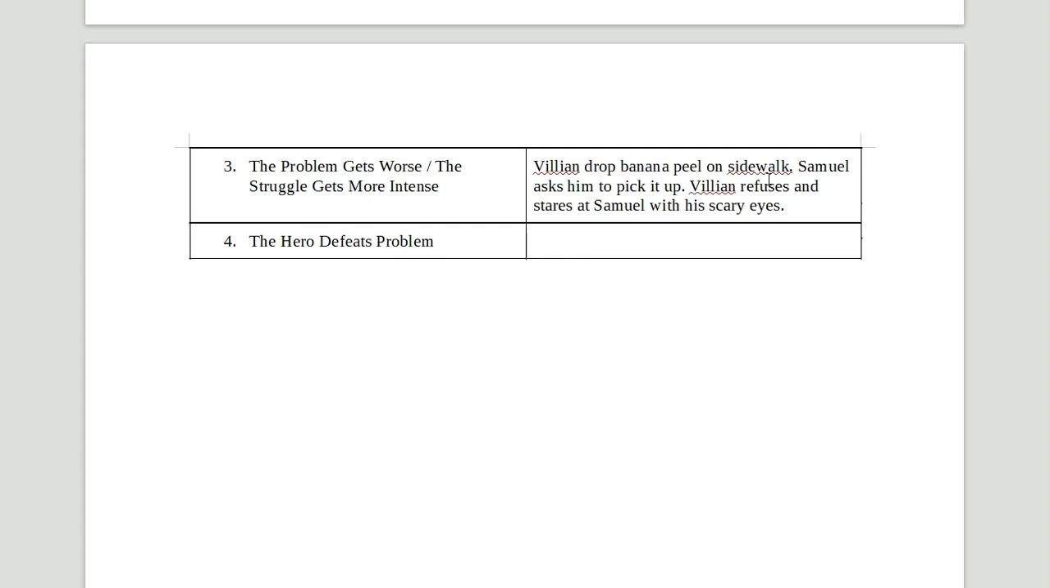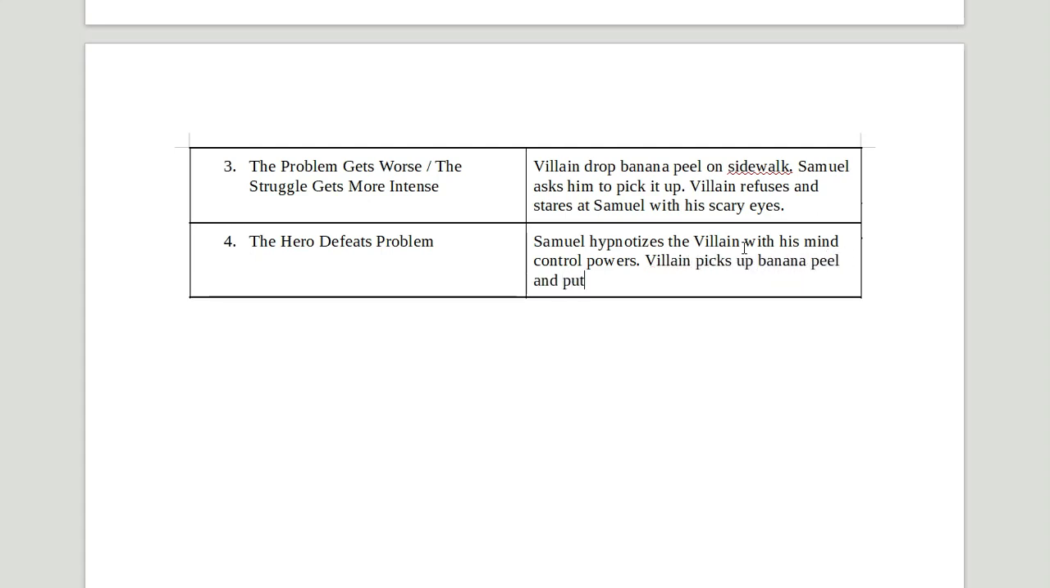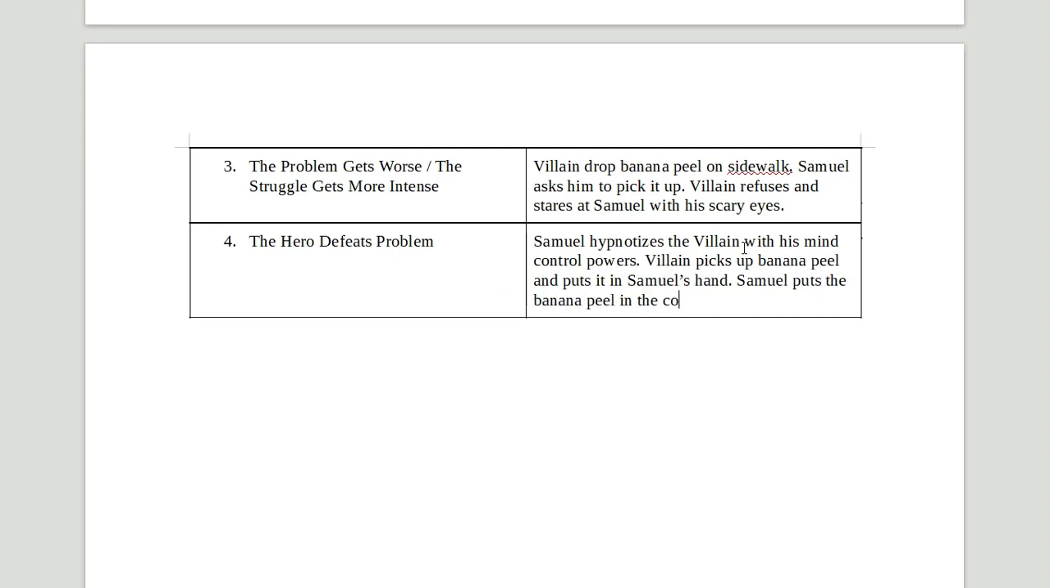Now, how did the hero defeat the problem? Oh, right, mind control. Samuel hypnotizes. I don't know how to spell hypnotizes. That's how. The villain with his... I keep spelling villain wrong, too. With his mind control powers, villain picks up banana peel and puts it in Samuel's hand. Samuel puts the banana peel in the compost.